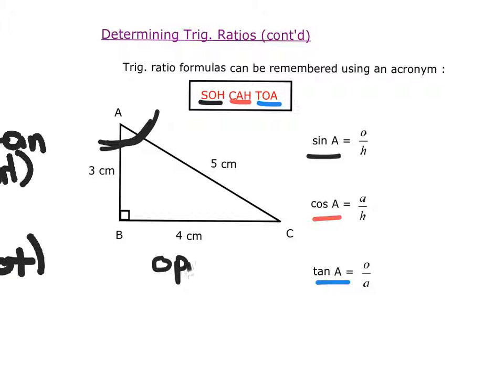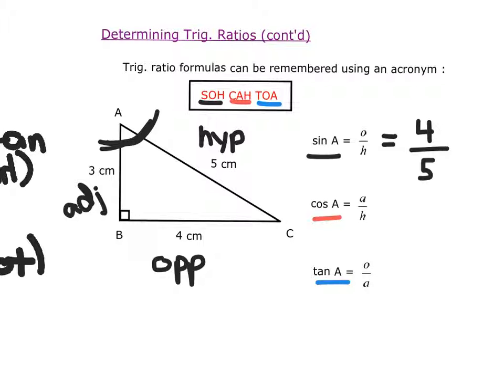We've labeled our triangle, so we know this is the opposite side. We know this is the hypotenuse side. We know this is the adjacent side. And now what we can do is fill in the information. So we're saying sine A equals opposite over hypotenuse. Well, what is the value associated with the opposite side? 4 centimeters. Perfect. What is the value associated with the hypotenuse? 5 centimeters. Okay. Step 1 done right there.